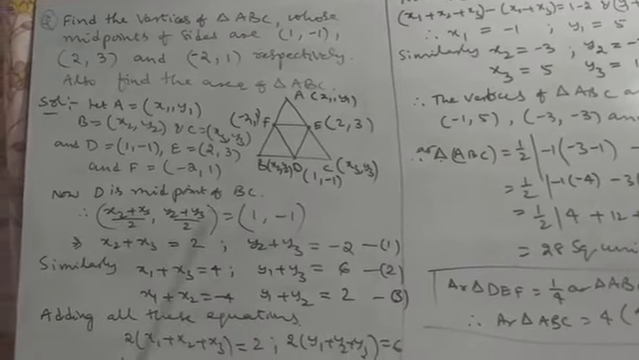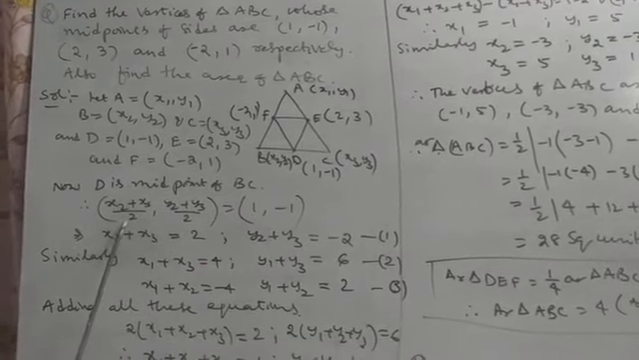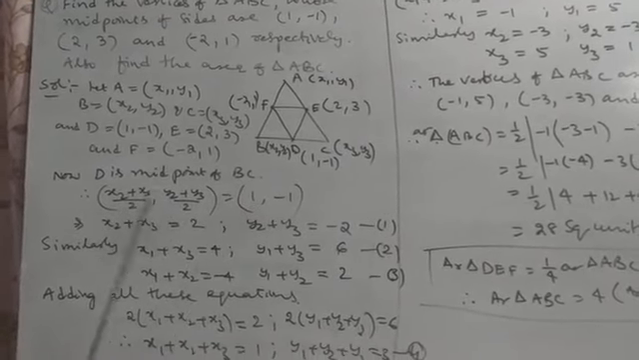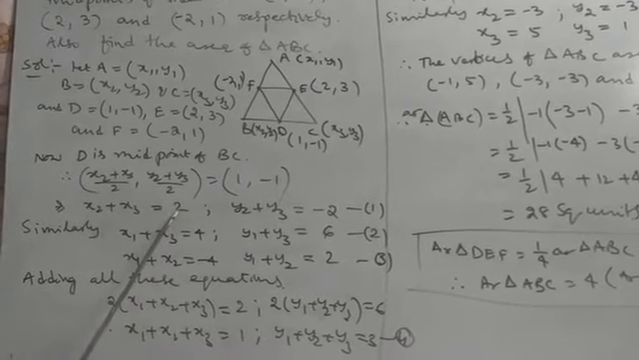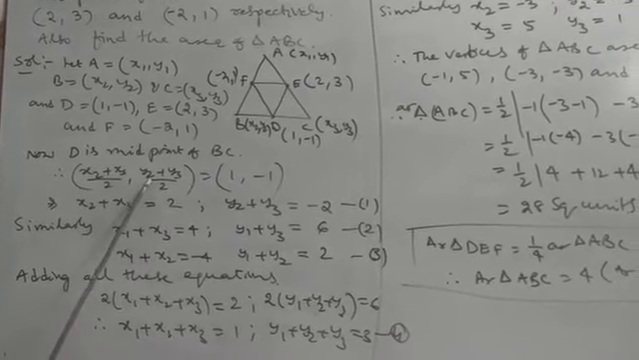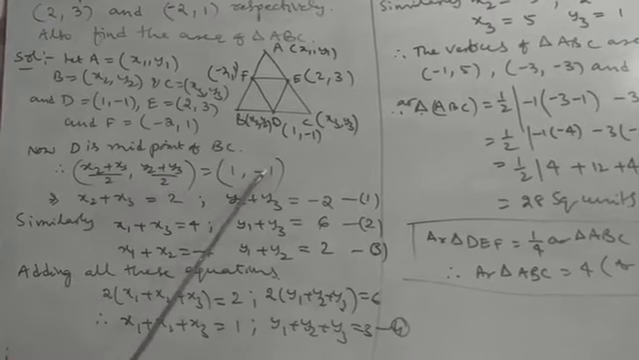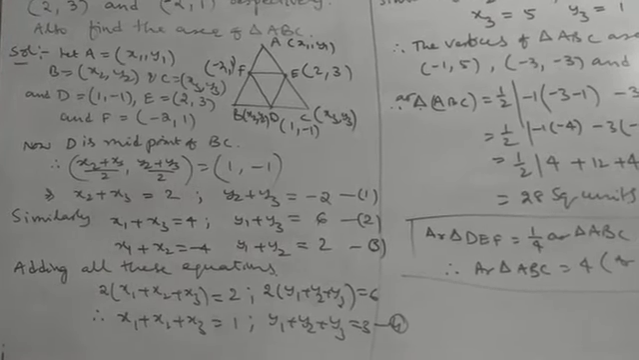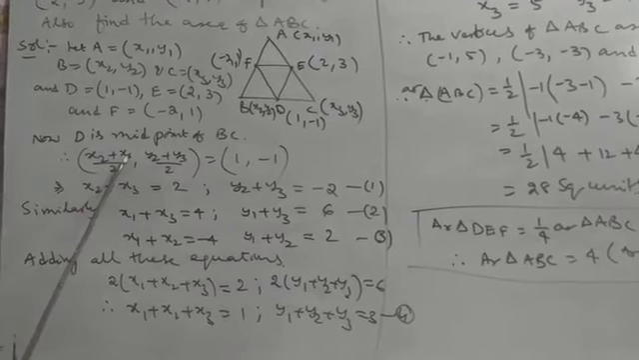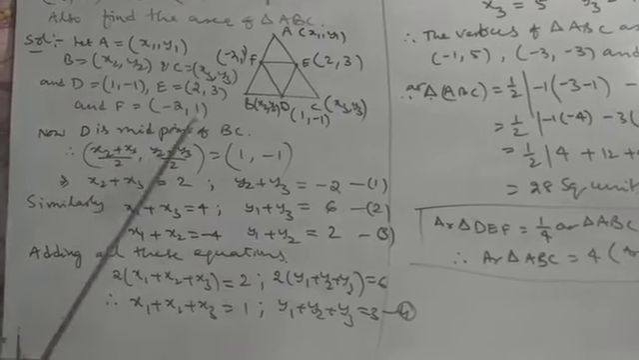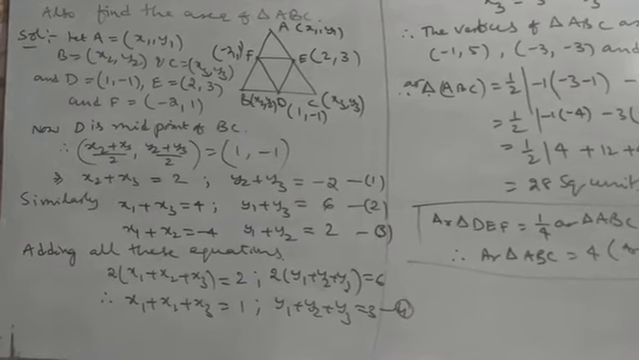If you compare both sides, (x2 + x3)/2 equal to 1. If you simplify, x2 + x3 equal to 2 into 1, that is equal to 2. Similarly, y2 + y3 equal to 2 into -1, that is equal to -2. That is nothing but, whenever the sum of these two coordinates is double the corresponding coordinate of the midpoint.